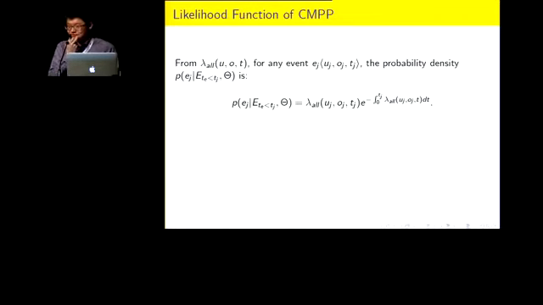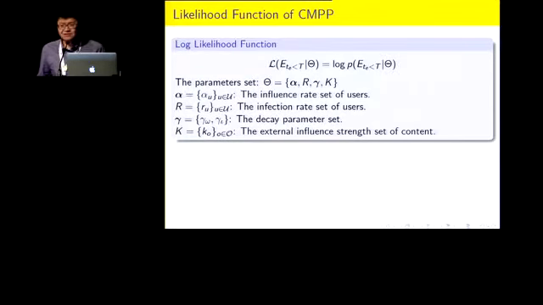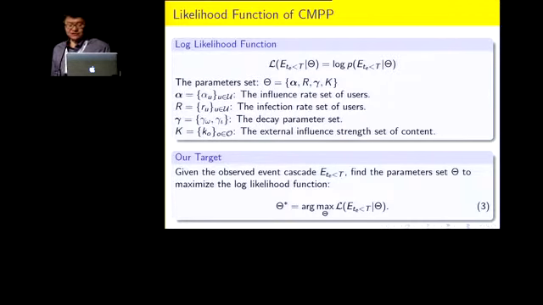Next, based on this definition, we can write the likelihood. We can write the probability density function for any event. Therefore, for the observed event cascade, the joint probability density is a multiplication over every event in this cascade. Thus, we can write the log likelihood function for the observed event cascade in this form. There is a parameter set theta that contains the different parameters describing this model, and our target is to find the parameter set that maximizes the log likelihood function of the observed event cascade.